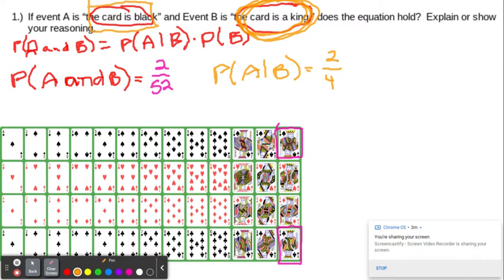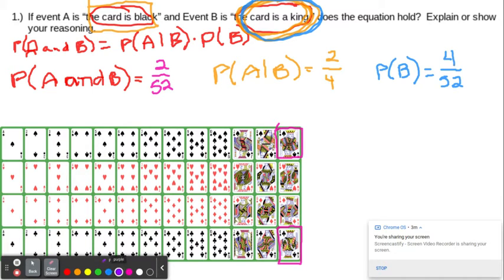The final thing I need to find is just the probability of B happening by itself, and that is that the card is a king. Well, what's the probability you're going to reach into a deck and pull out a king? Well, there's 52 total cards in a deck, and there's 4 of them that are kings. So, moment of truth here.